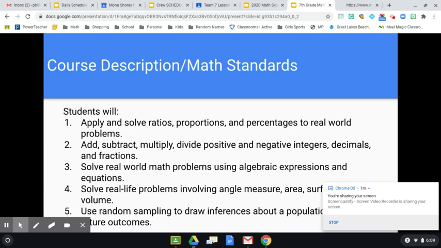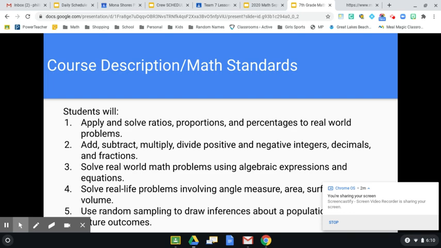Second, we're going to take a look at integers. You also started that last year. And when you did integers last year, it was mostly just understanding the placement of integers on a number line. This year, we will add, subtract, multiply, divide, positive and negative integers. And within those integers, we will also look at positive and negative decimals and fractions.